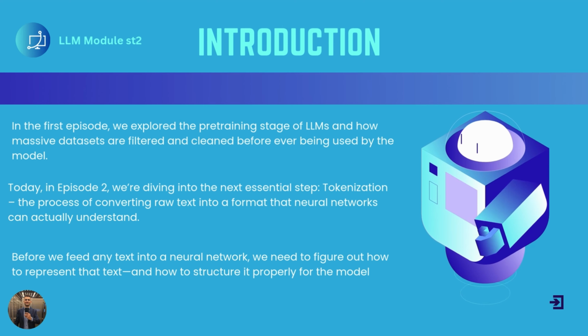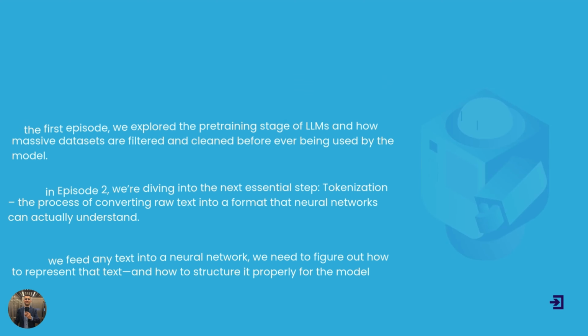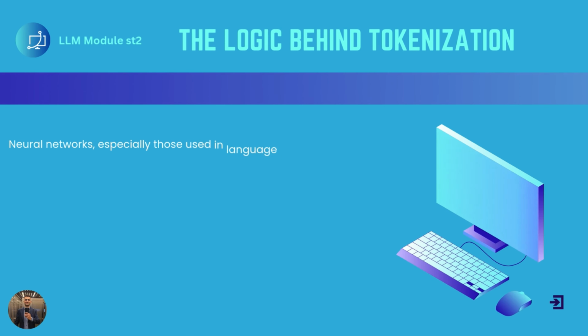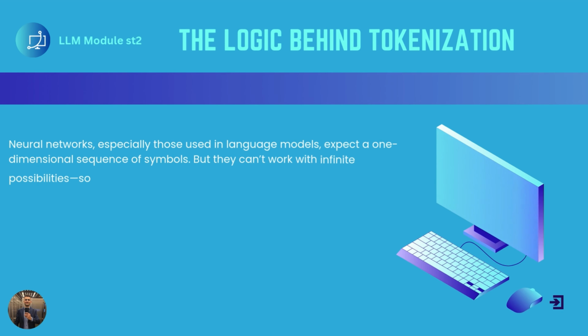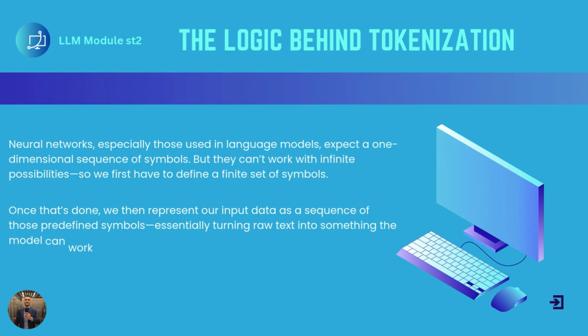Before we feed any text into a neural network, we need to figure out how to represent that text and how to structure it properly for the model. Neural networks, especially those used in language models, expect a one-dimensional sequence of symbols, but they can't work with infinite possibilities, so we first have to define a finite set of symbols. Once that's done, we then represent our input data as a sequence of those predefined symbols, essentially turning raw text into something the model can work with. Let's see what Eva has for us.